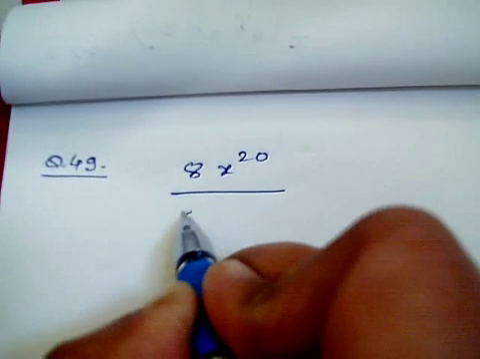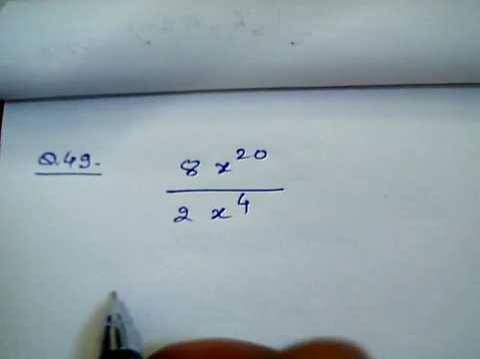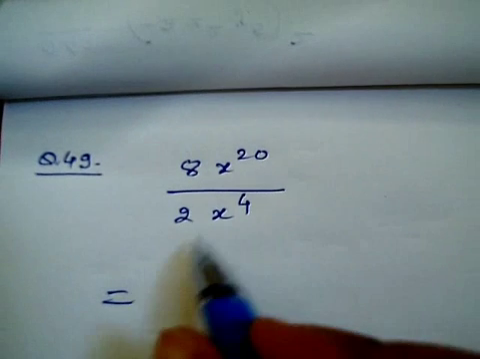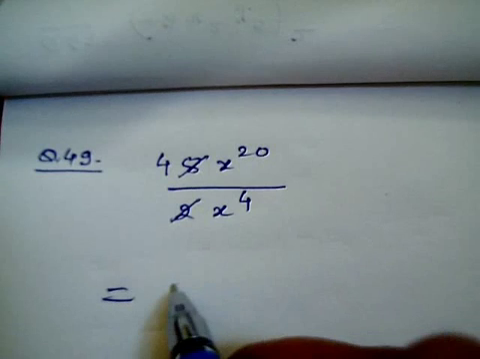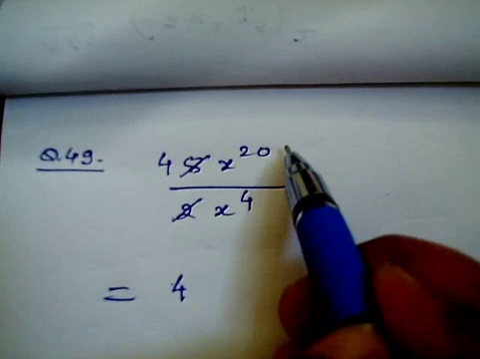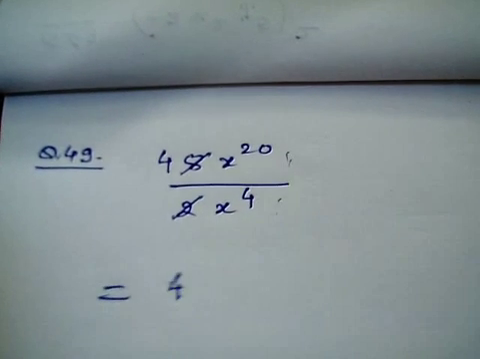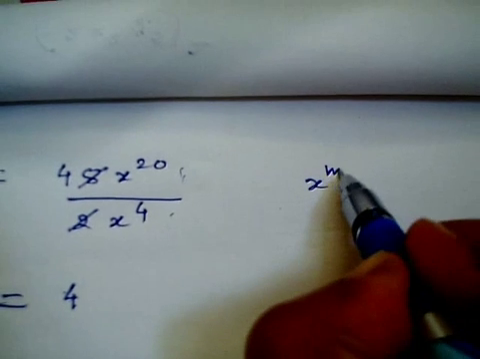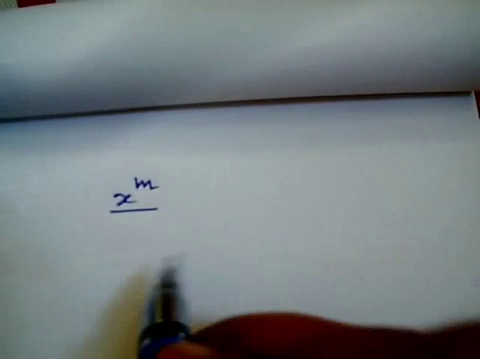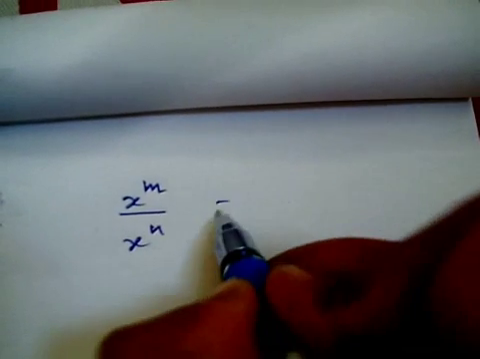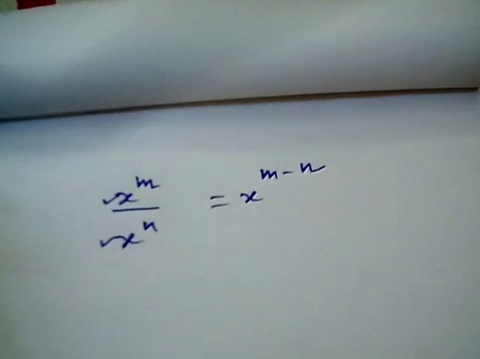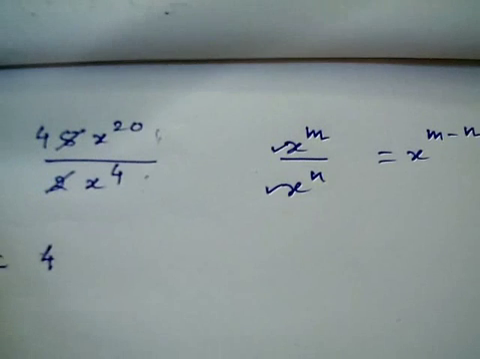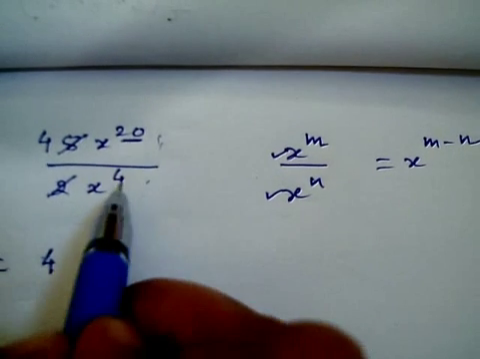By this property we can operate: x to the power m upon x to the power n. Power gets subtracted. If the base is the same and it is division, the power gets subtracted. So from the top power you need to subtract the bottom power, which is 20 minus 4. When you simplify, that's going to be x to the power 16. So that's how we have come to the end of question number 49.